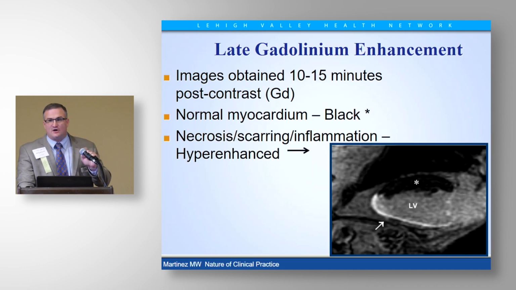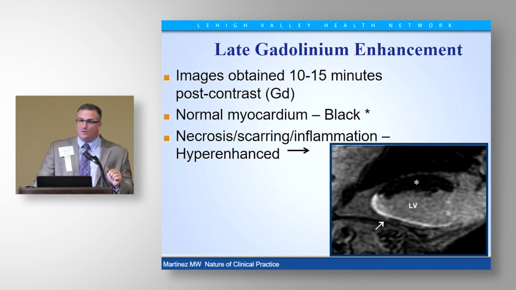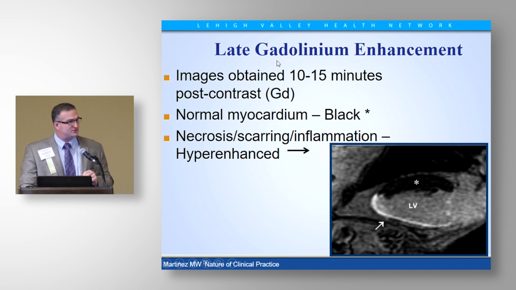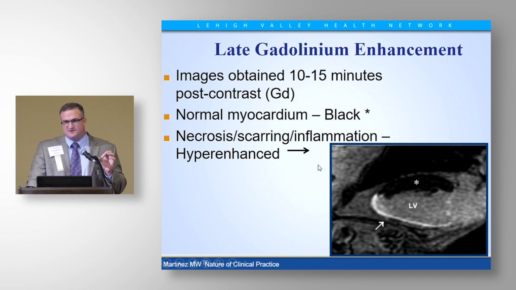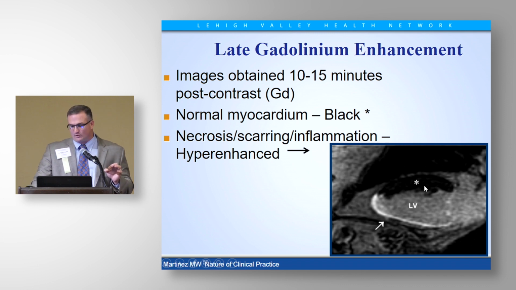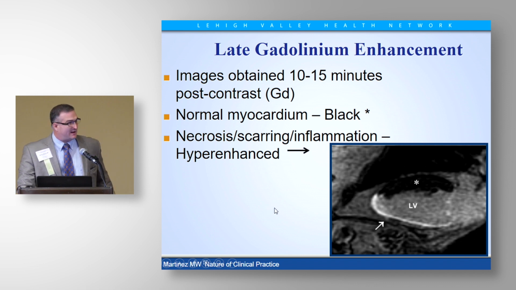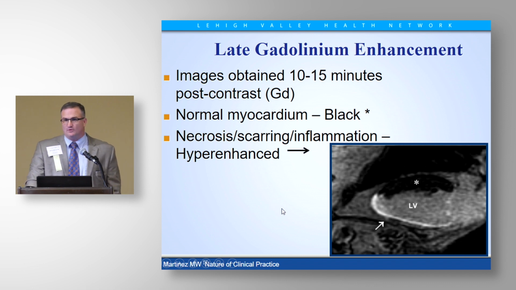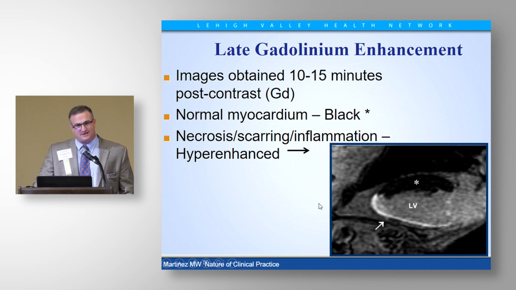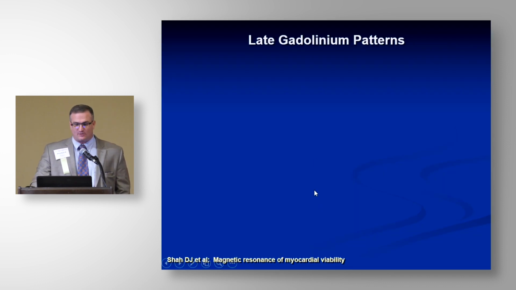So up till now, no gadolinium, no contrast, really no IV for most of the patients who need MRI, unless you're looking for fibrosis or scar. So these are images where they give contrast, wait 10 minutes or so, and they do specific sequences to look for normal black myocardium compared with abnormal white myocardium. And that white myocardium, by and large, in general, is abnormal. We used to say white is dead. That's not true, but white is definitely abnormal.